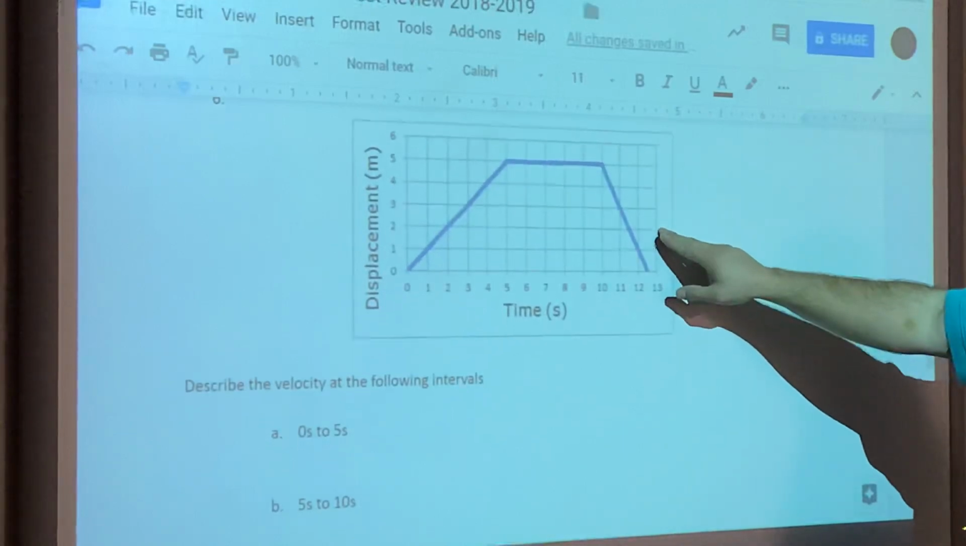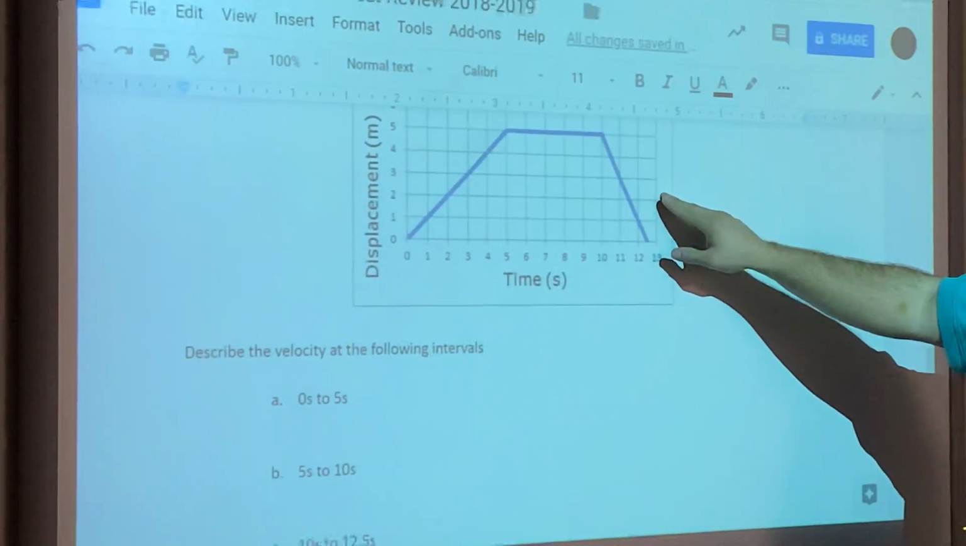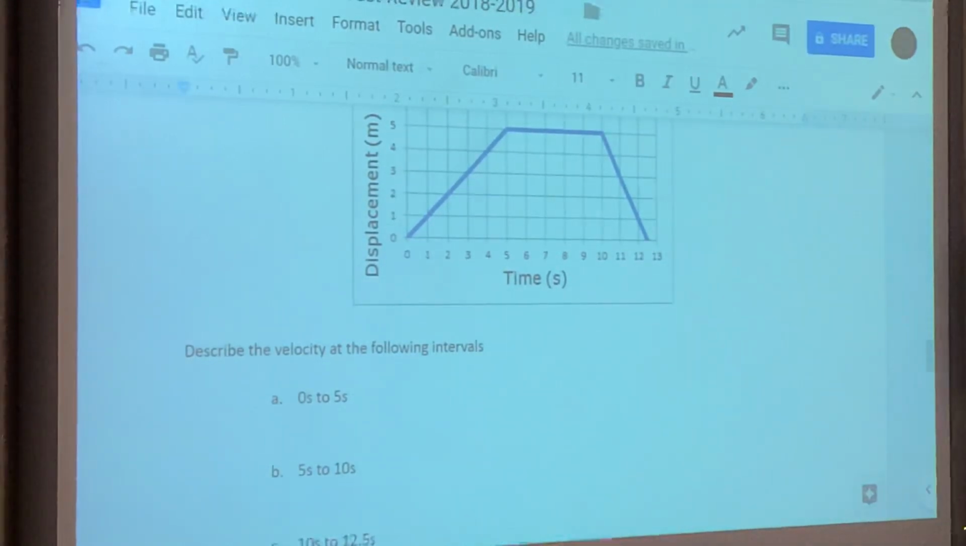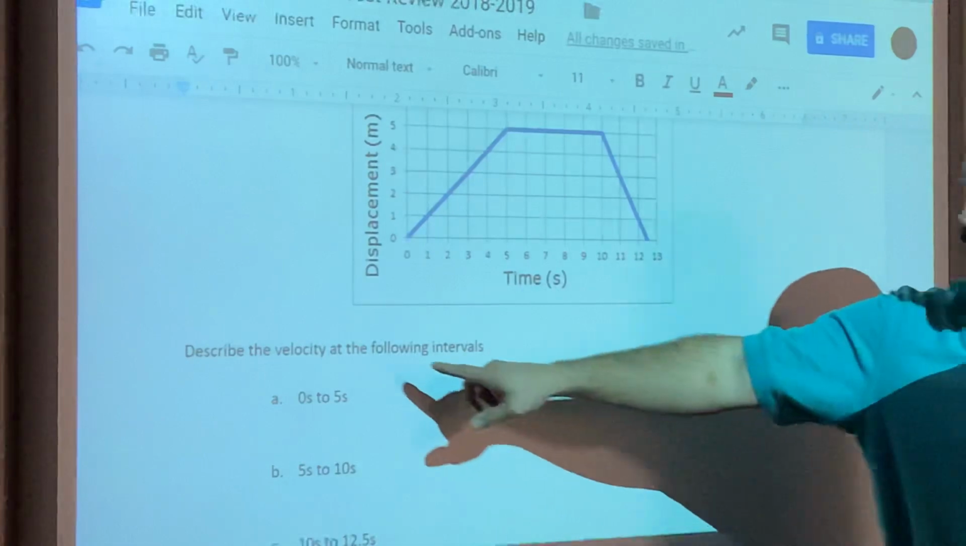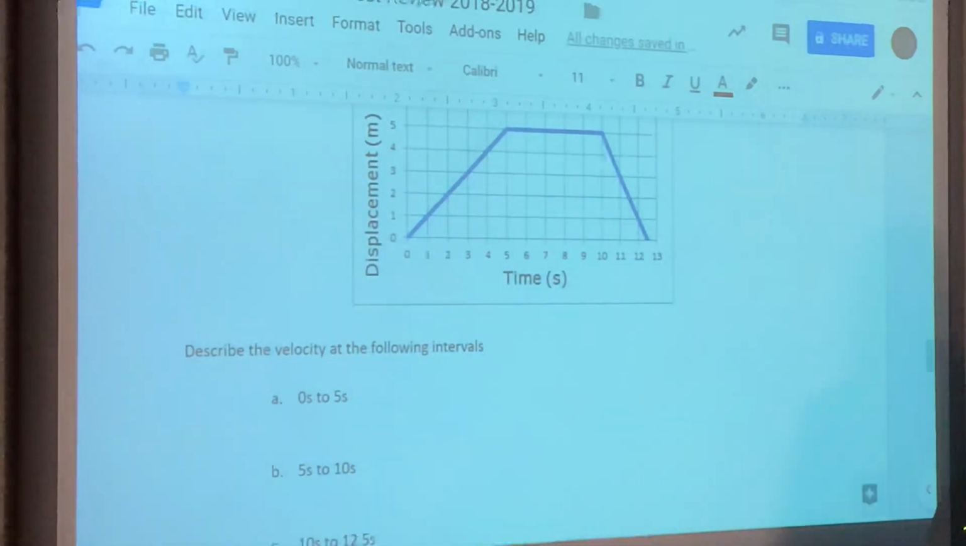So on number 6, let's take a look at this one. It says to describe the velocity for those intervals. It's a displacement versus time graph. So to find the velocity, we have to look at which part of the graph.